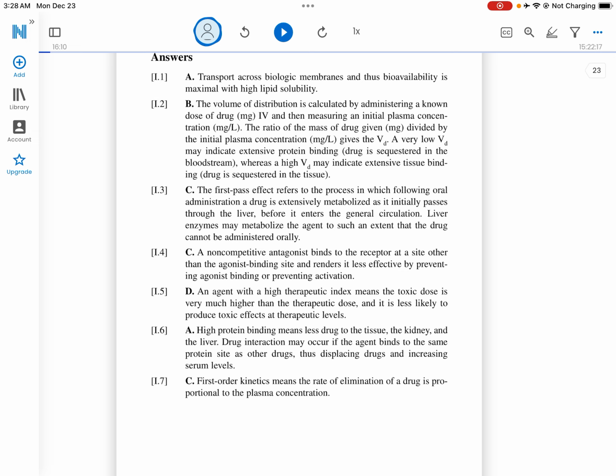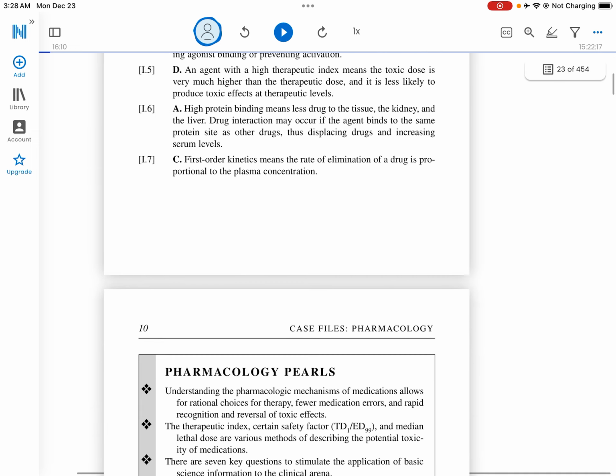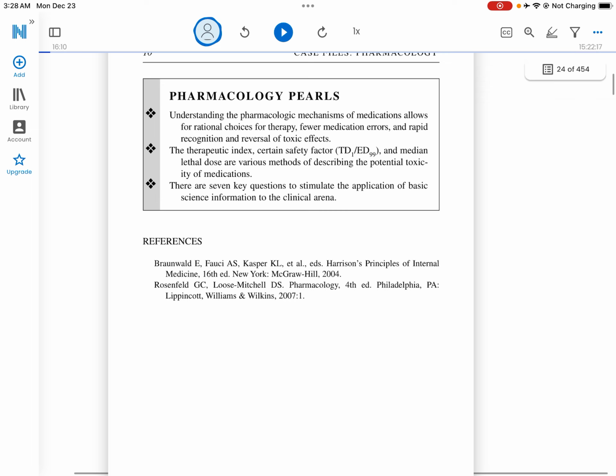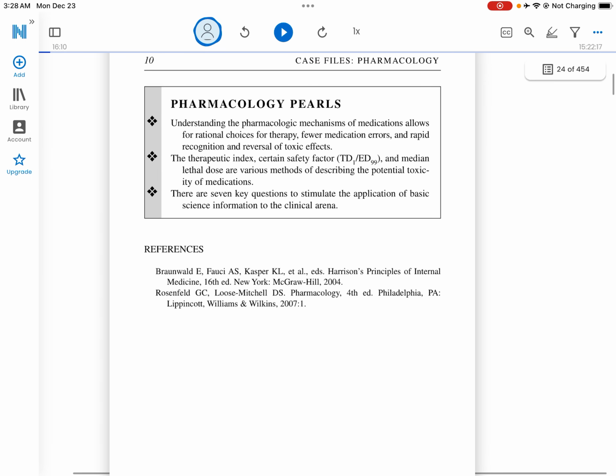First order kinetics means the rate of elimination of a drug is proportional to the plasma concentration. For pharmacology, understanding the mechanism of medications allows for rapid choice of therapy, fewer medication errors, and rapid recognition and reversal of toxic effects. The therapeutic index, certain safety factors, and median lethal dose are various methods of describing the potential toxicity of medications. There are 7 questions to stimulate the application of basic science information to the clinical arena.